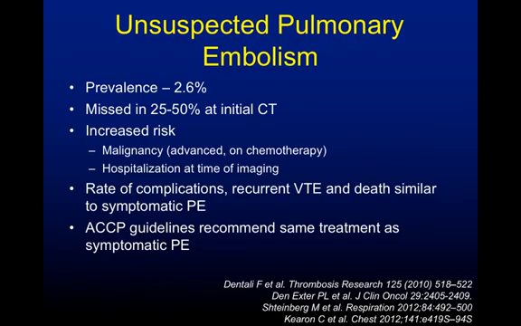Patients who are at increased risk of having unsuspected PE include those with malignancy, especially if it's advanced or they're on chemotherapy, and those who are hospitalized at the time of imaging. The rate of complications and the rate of recurrent VTE and the rate of death are similar to those with symptomatic PE. And as a result of this, the ACCP guidelines still recommend the same treatment for unsuspected pulmonary embolism as those patients with symptomatic PE.